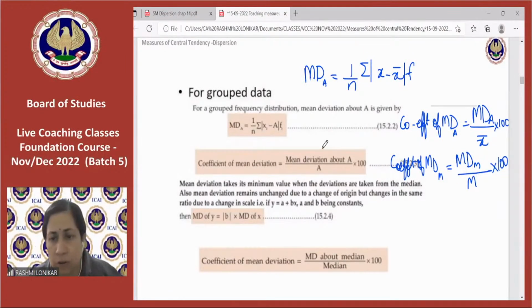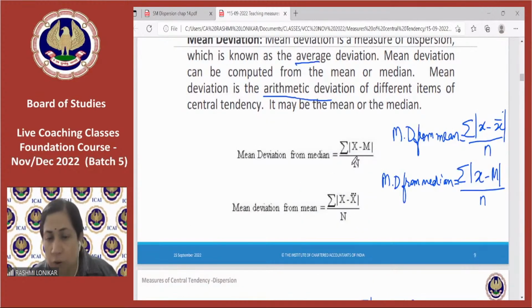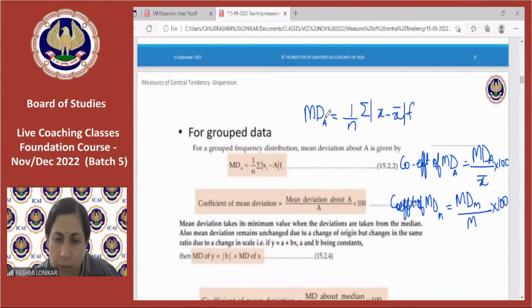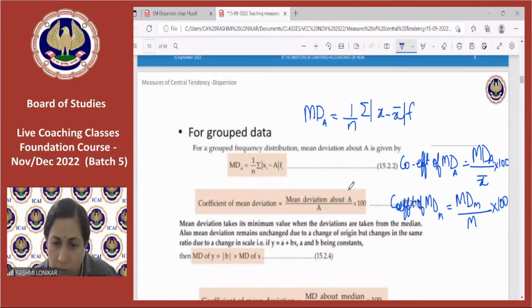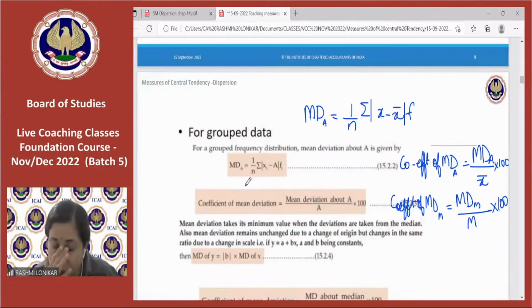So first we talked about mean deviation from median and from mean for discrete variables. Here we are talking about mean deviation of discrete variables but with frequency, and this formula also applies for frequency distribution. Then coefficient of mean deviation will be mean deviation upon x bar into 100, and mean deviation is summation of x minus x bar into f upon n. So coefficient of mean deviation about the median will be mean deviation about the median upon the median into 100.